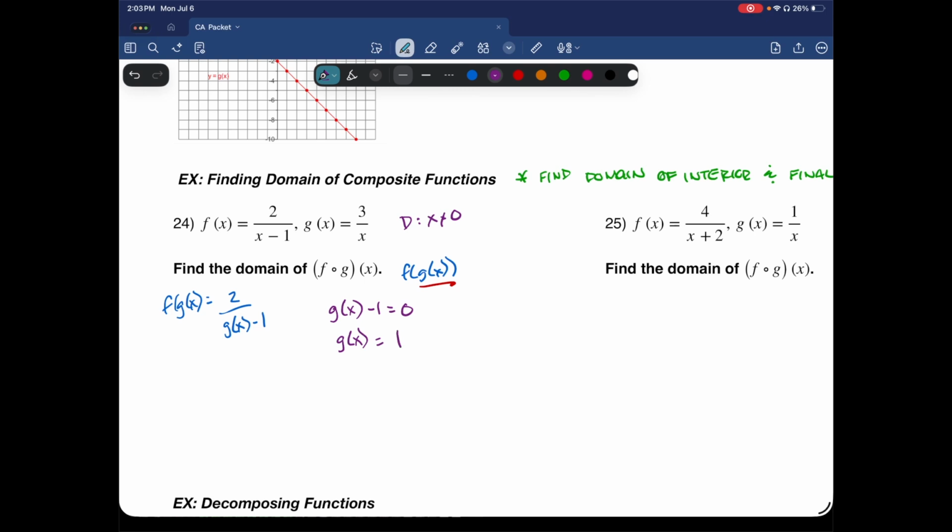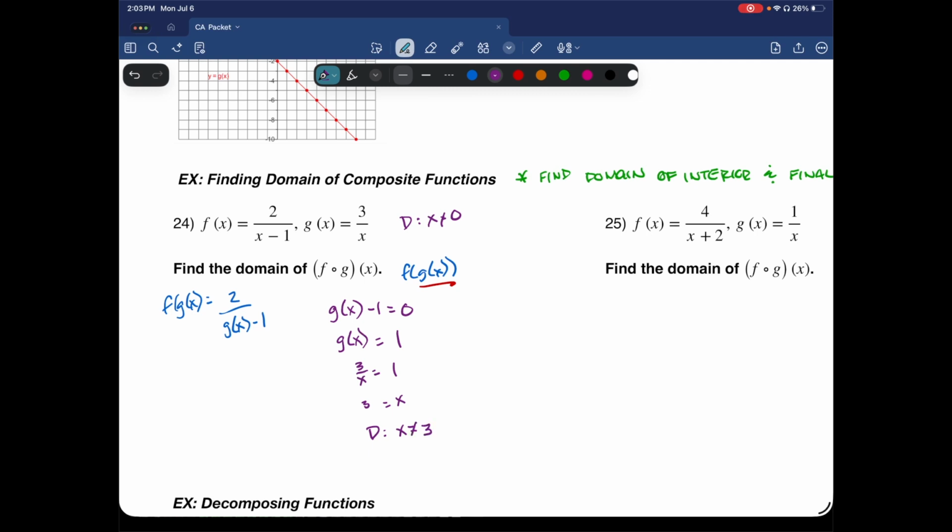But g of x is 3 over x. And so I multiply both sides by x. And so I get x equals 3, which means my domain for this thing is x cannot equal 3.